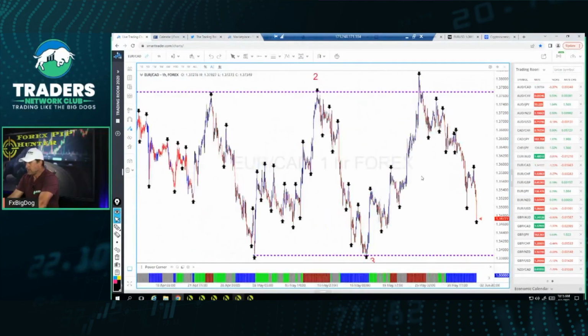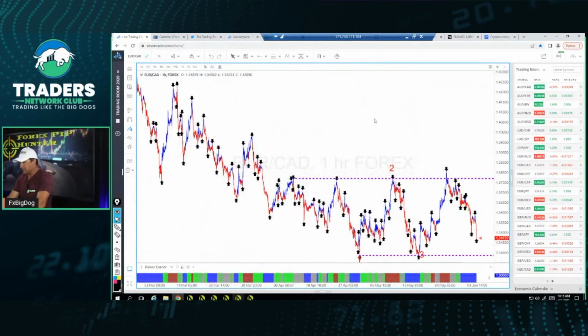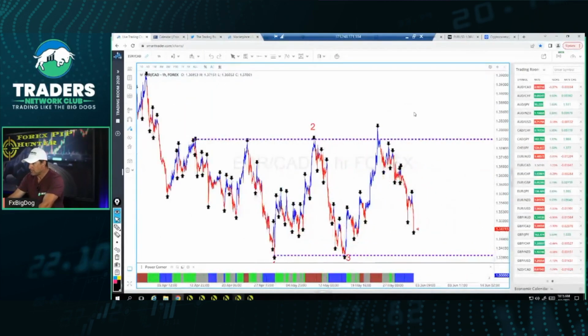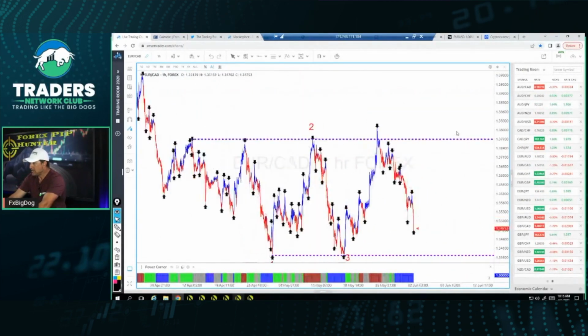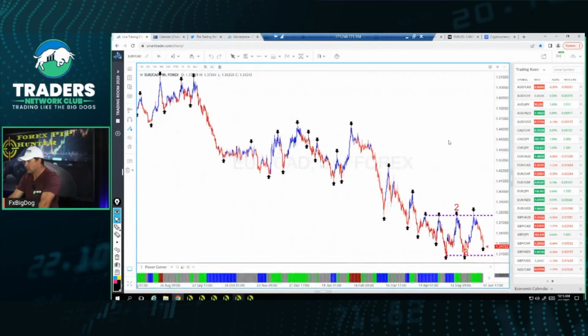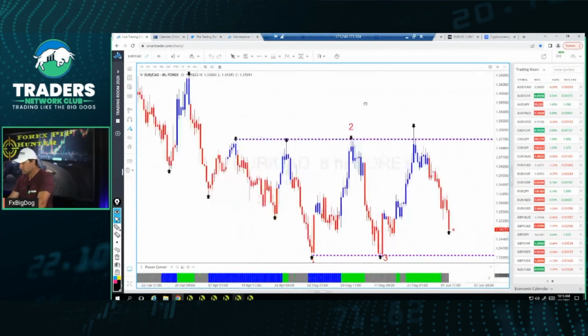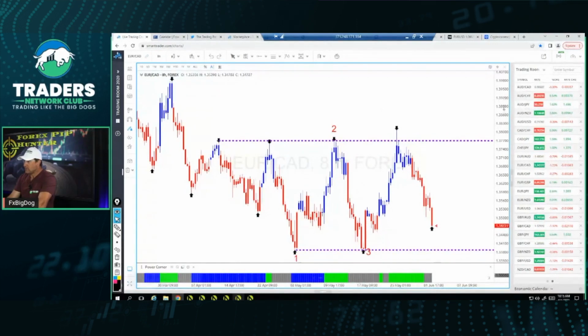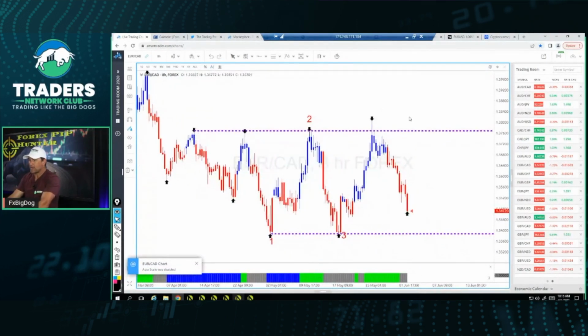All right, so EURCAD's showing the same thing, but check this out, okay? The same thing is applying right here. We can see that, and I'm going to go to 8 hour so we can get the trend on the 8 hour. We can see that we actually have a 1, 2, 3 pattern inside this consolidation, right? So we got a 1, 2, 3 right here.